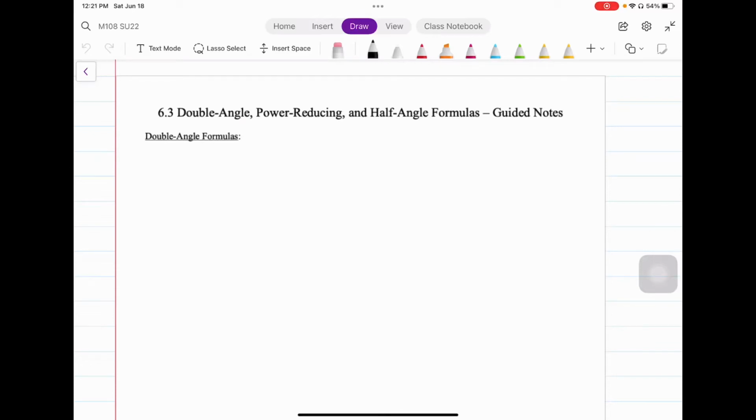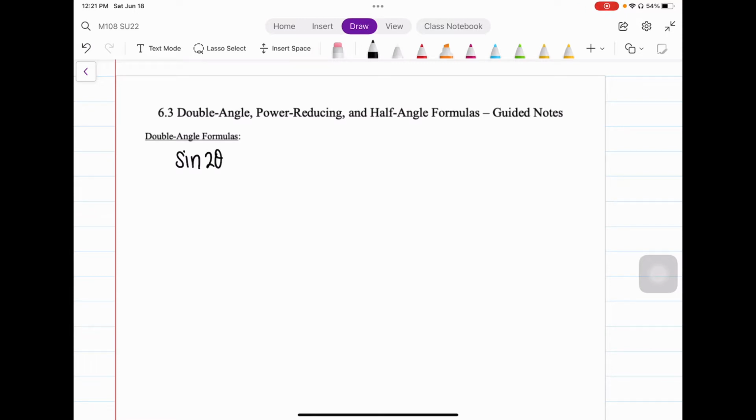Welcome to our exploration into trigonometry. We're going to be talking about double angle, power reducing, and half angle formulas. A double angle formula comes when you're talking about 2 theta rather than theta. For instance, the sine of 2 theta.